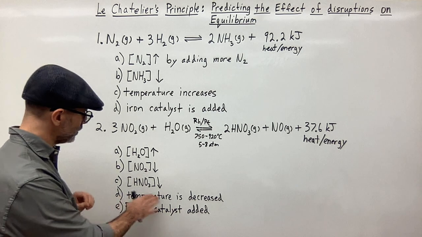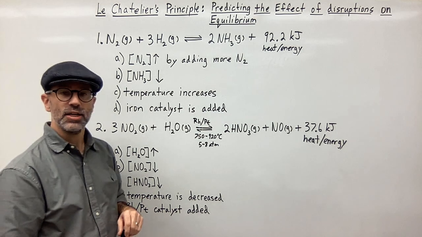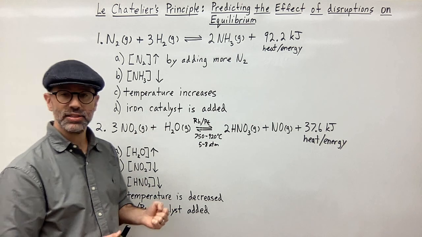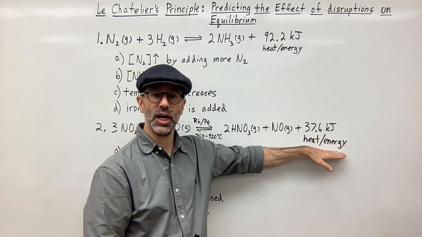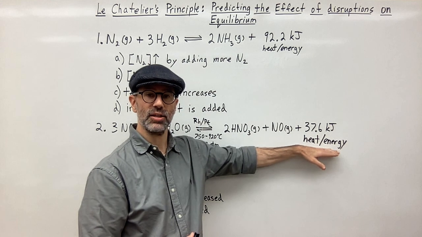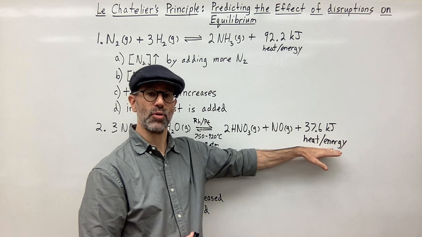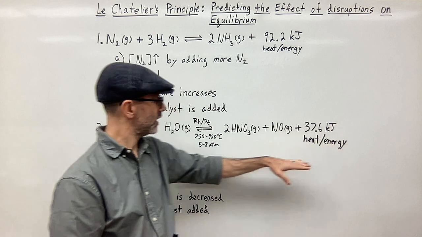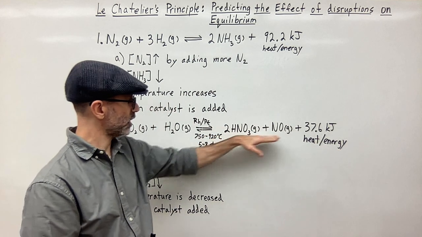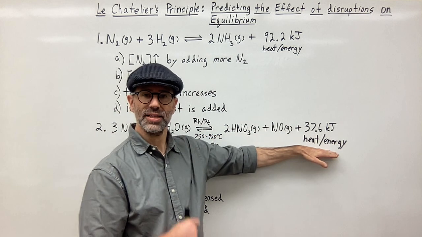D, we have temperatures decreased. So here we have a decrease in temperature. So again, we're going to go back and remind ourselves that the heat or energy here is on the product side. So that means that we're going to treat this like a product, like we did with NO and HNO3. So we're going to treat this the same.